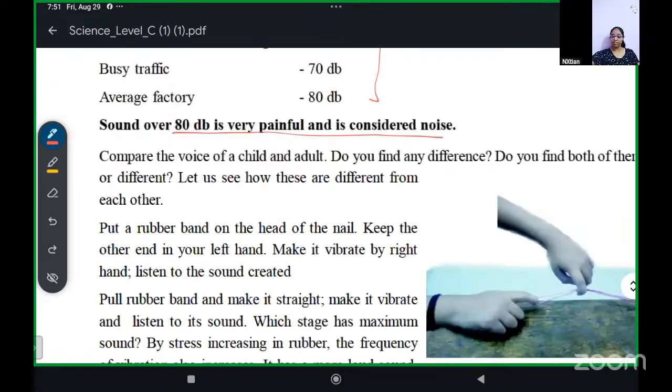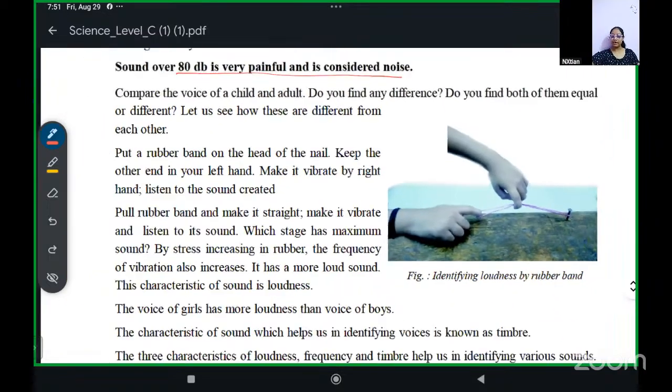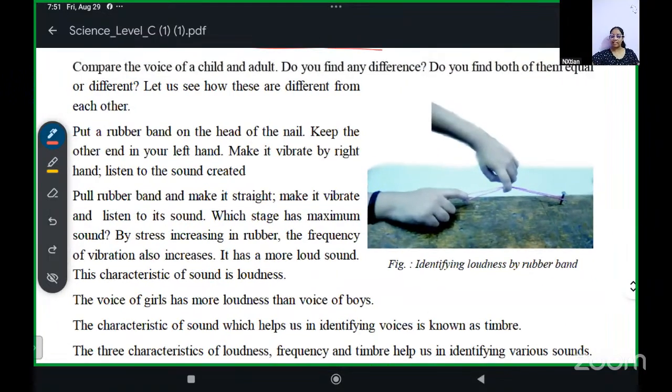Now compare the voice of a child and an adult. Do you find any difference? Do you find both of them equal or different? Let's see how these are different from each other. Before going into that, what are the sounds around you that you find are noises, or the sounds that you've heard that are noises?